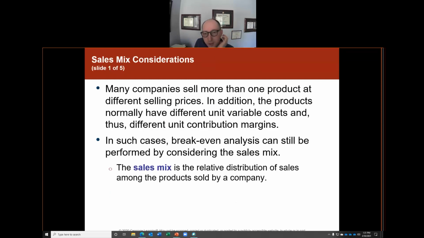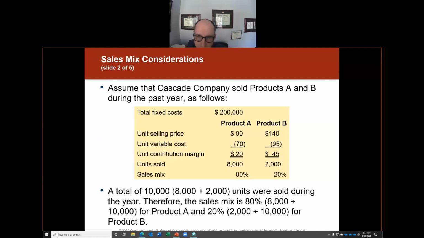One earlier thing I talked about is called a sales mix. This is the different products that the company sells. If the company sells more than one product, you do the same thing to each product. Sales price minus variable cost equals contribution margin per product.